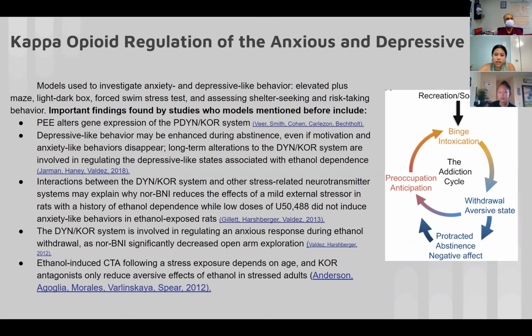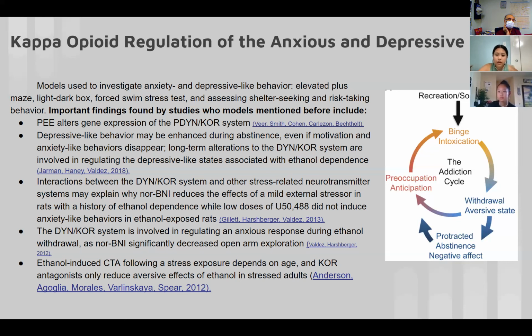Interactions between the DYN-KOR system and other stress-related neurotransmitter systems may explain why norbinaltorphimine reduces the effects of a mild external stressor in rats with a history of ethanol dependence, while low doses of U50,488H do not induce anxiety-like behaviors in ethanol-exposed rats. The DYN-KOR system is a critical mediator in the stress-related effects of alcohol, and while KOR antagonism may be sufficient to reduce the heightened stress response found after long-term ethanol withdrawal, direct activation of the DYN-KOR system may not be required to elicit stress-related behaviors.